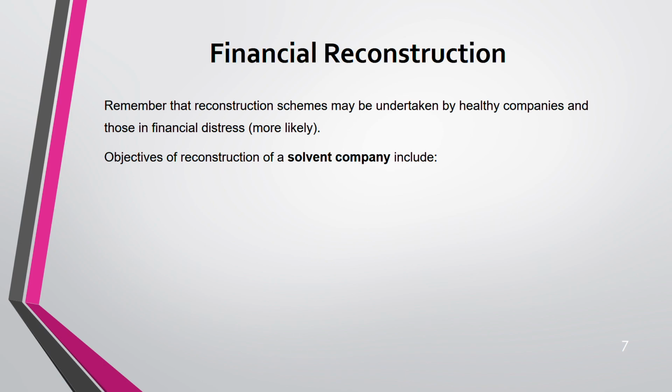If it's a solvent company, the objectives of reconstruction are these: to improve the capital mix. Let's say you are having two debts. You might want to replace one of the two debts with equity, so that your gearing ratio goes down. That also could be done. Second, improving the timing of availability of finance. Let's say you're having too many debts and you have to pay interest, right? So you're turning one debt to equity, like that. You're still solvent, but you want to improve.